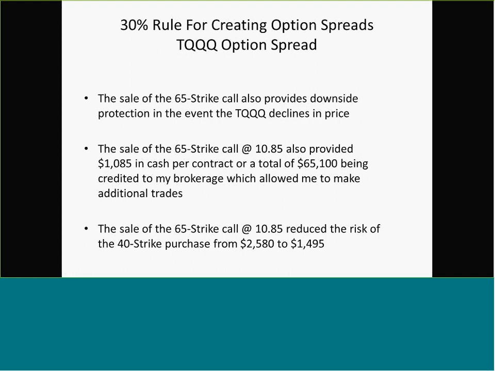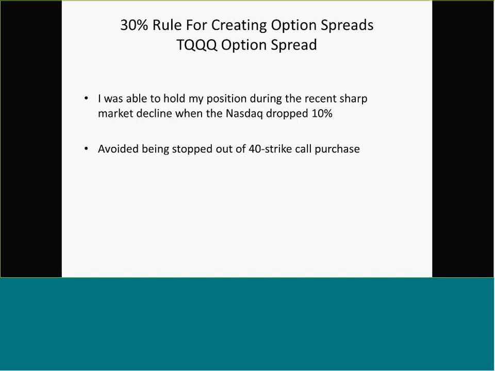And again, I was able to hold that position during the recent correction when the NASDAQ dropped about 10%, and the spread helped me avoid being stopped out of my 40 strike call purchase.